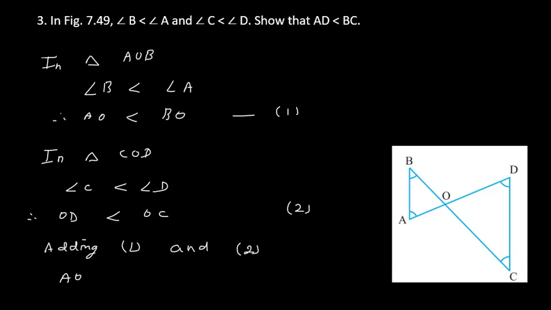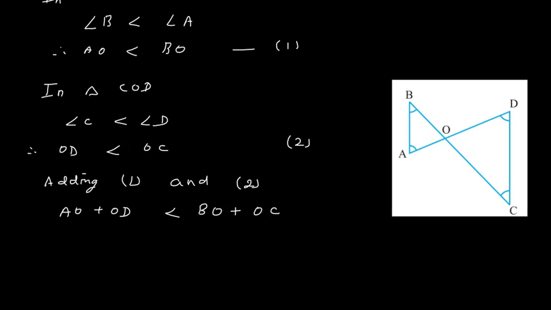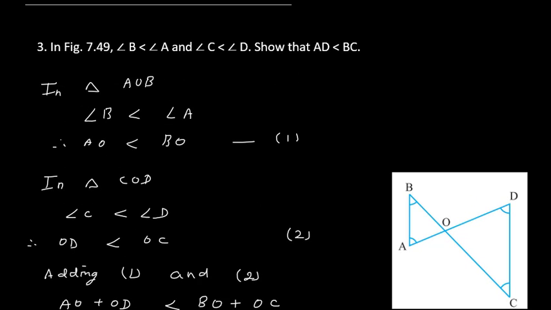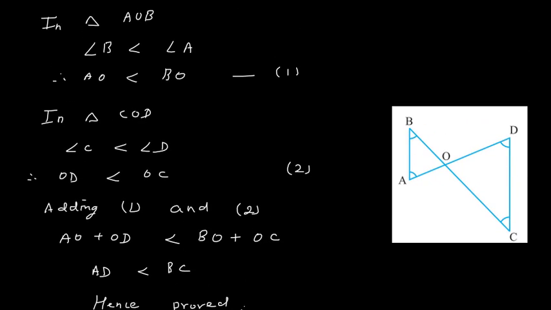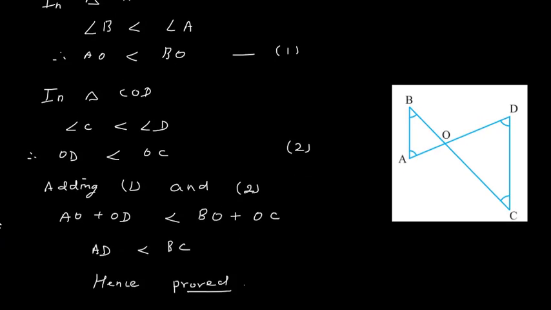AO plus OD is less than BO plus OC. So AO plus OD is AD. So here I have AD is less than BO plus OC, which is BC. So AD is less than BC. Hence proved. Isn't it very simple? AD is less than BC. Yeah. So in the same manner you can solve other problems in the exercise.